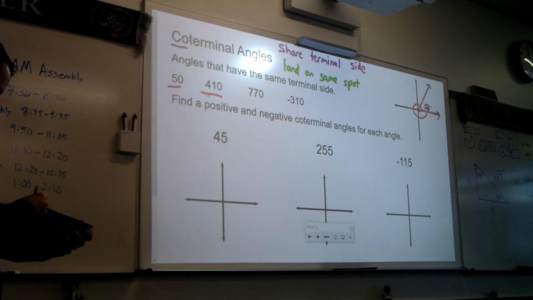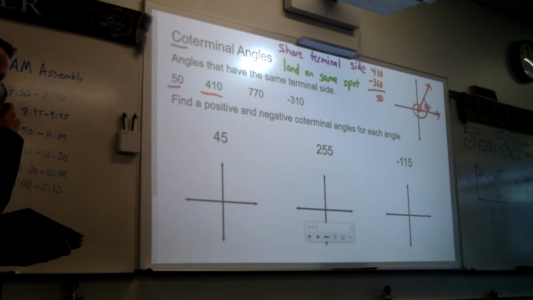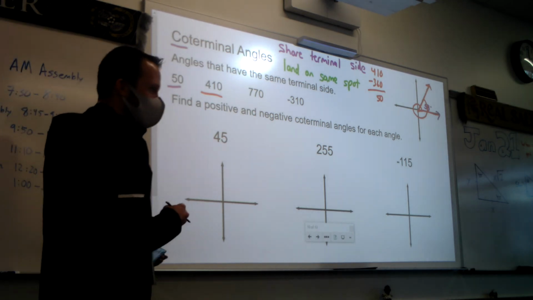Let's do some math here. 410 minus 360 is 50. So I've got one rotation, and then I go 50, and look at that. Where does it land? On the 50. They're sharing the terminal side.